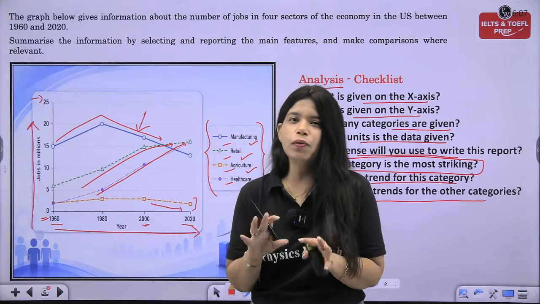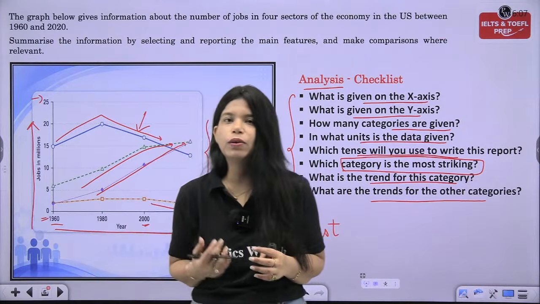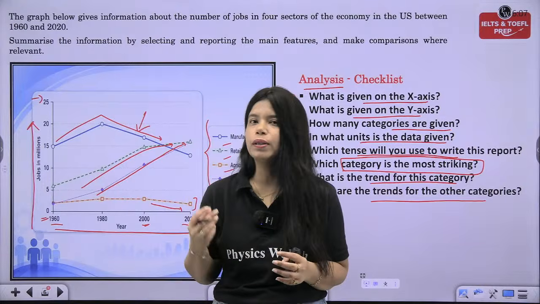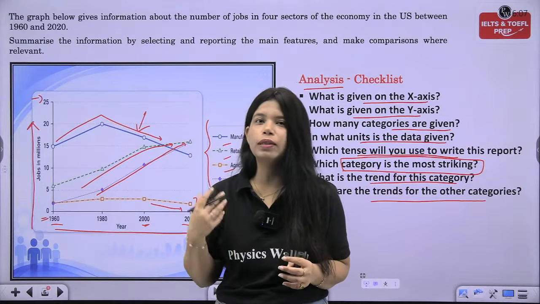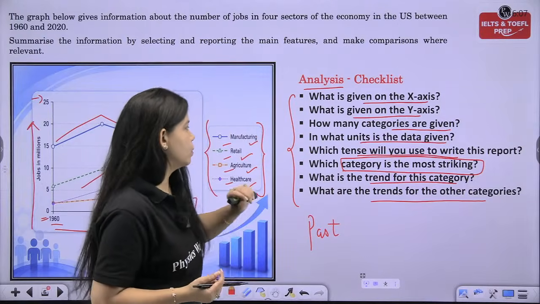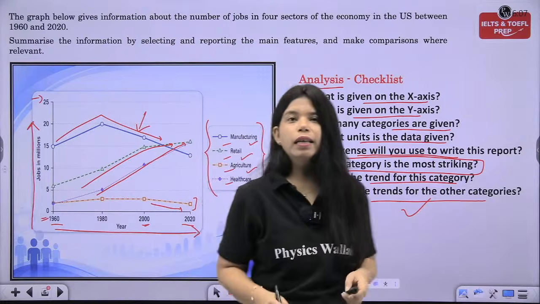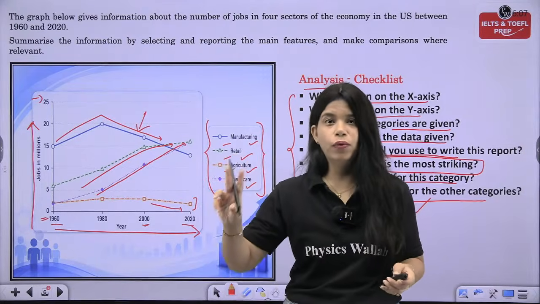So this is how in the first two minutes, just analyze the graph: what is given on the x-axis, what is given on the y-axis, what tense will you use, how many categories are there, what's the trend of each category. Ask yourself all these questions. And what are the trends of the other categories, right? So this is a checklist for the first 2 minutes.